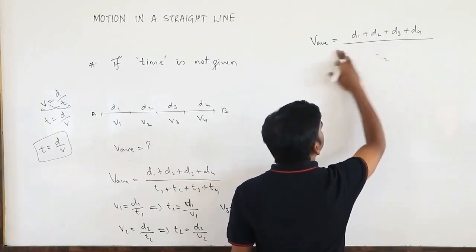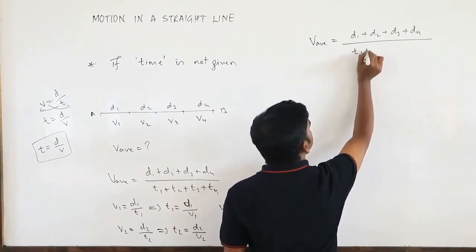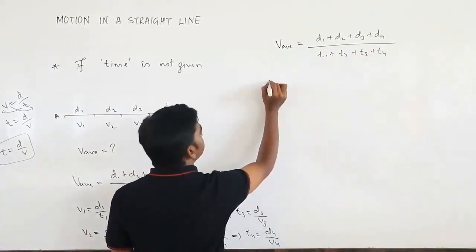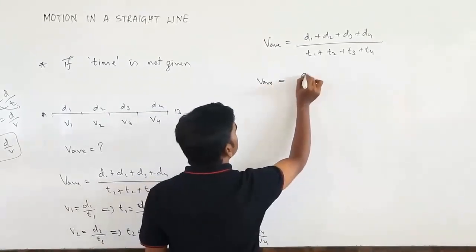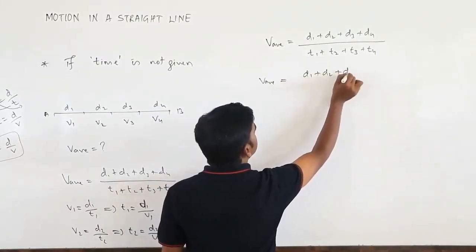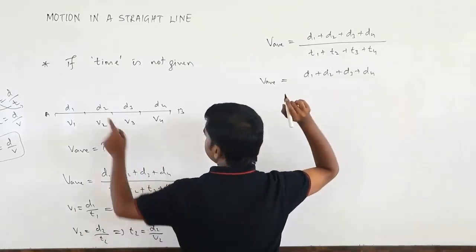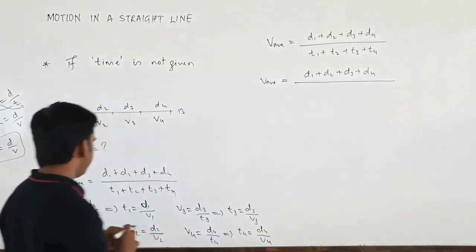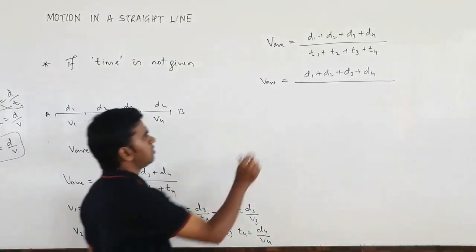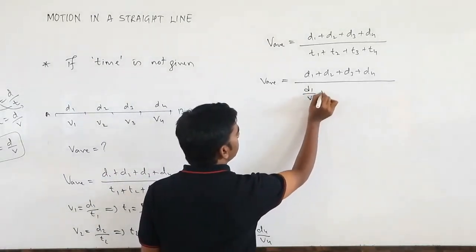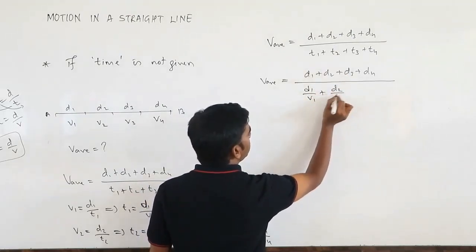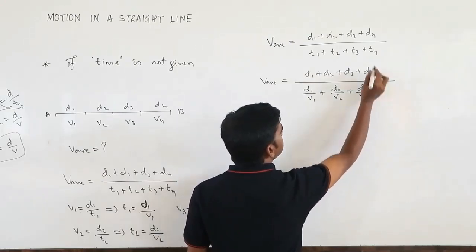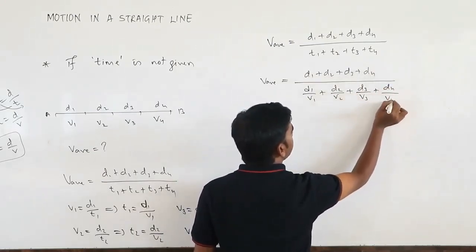So better I will write the formula once again. That is t1 plus t2 plus t3 plus t4. Now we can substitute. V average is equal to d1 plus d2 plus d3 plus d4. Don't change it, it is given. So what is not given? Your time is not given. So d1 by v1, plus t2 is d2 by v2, plus t3 is d3 by v3, plus t4 is d4 by v4.